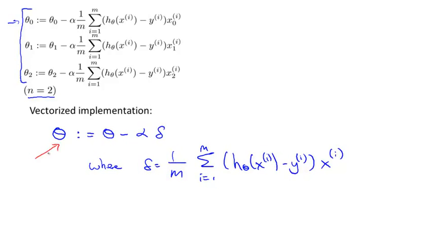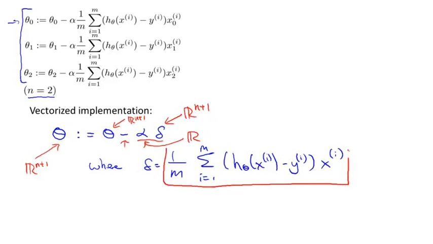Here I'm going to treat theta as a vector, so that's an n plus 1 dimensional vector, in R^(n+1). Alpha is a real number, and delta here is a vector. So this subtraction operation is a vector subtraction, okay? Because alpha times delta is a vector, and so I'm saying theta gets this vector, alpha times delta, subtracted from it. So what is the vector delta? Well, this vector delta looks like this, and what it's meant to be is this thing over here.